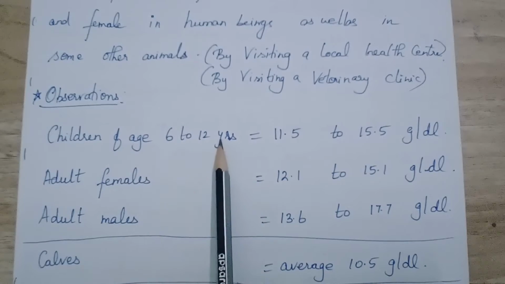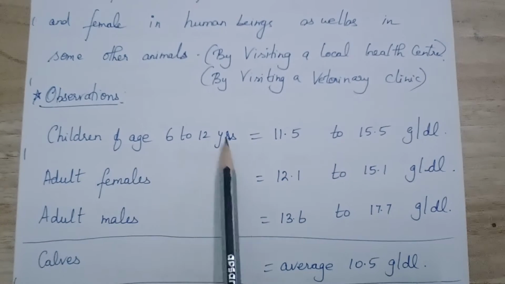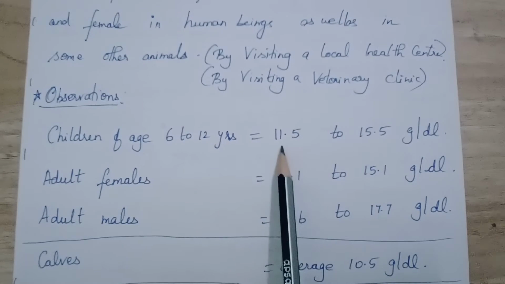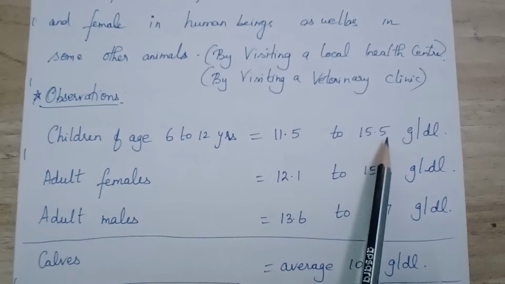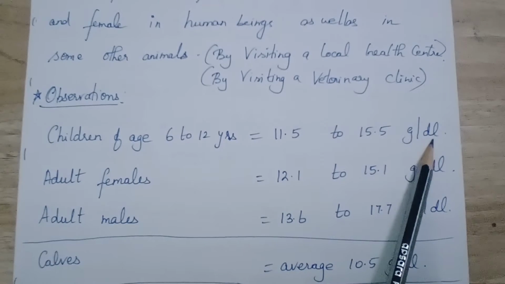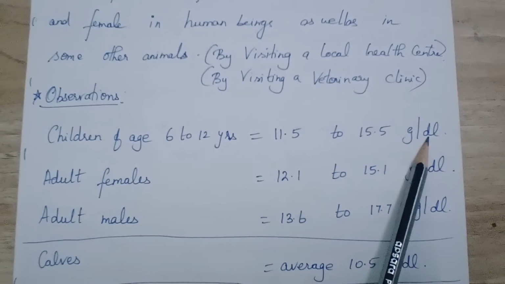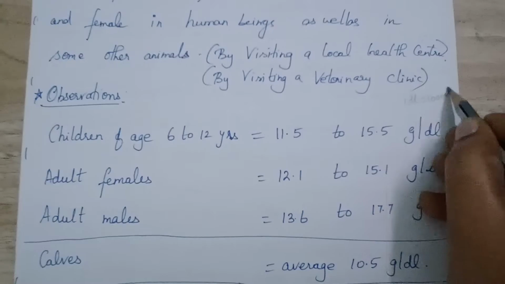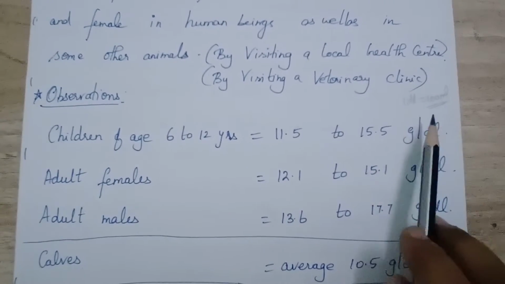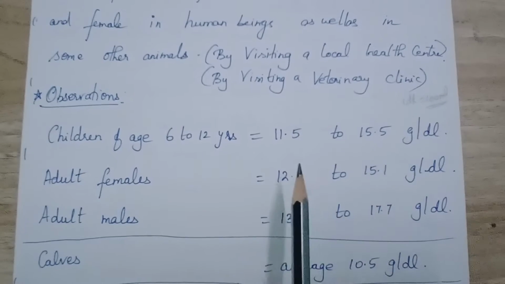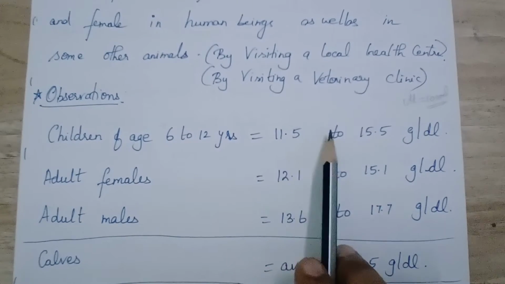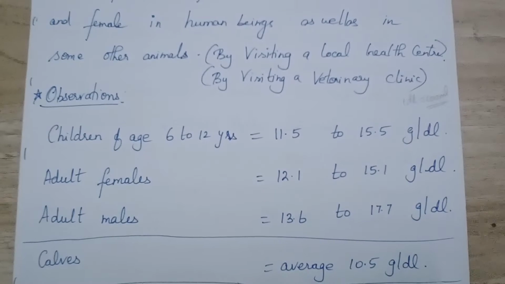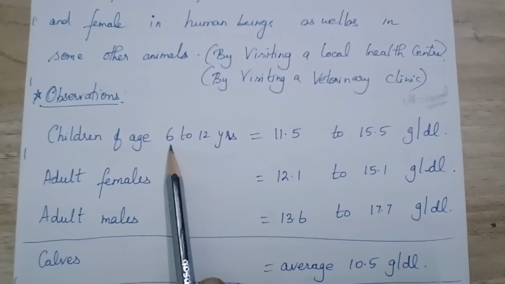Children of age 6 to 11 years: the hemoglobin range will be between 11.5 to 15.5 grams per deciliter. Per deciliter means what? 1 deciliter equals 100 ml. In 100 ml of blood, the hemoglobin range should be 11.5 to 15.5 grams. So this is the range for children between the age 6 to 12 years.